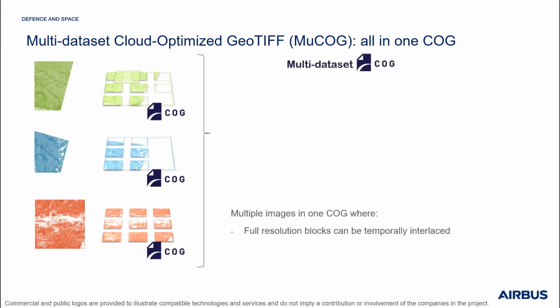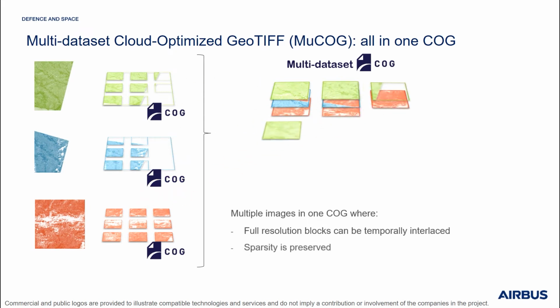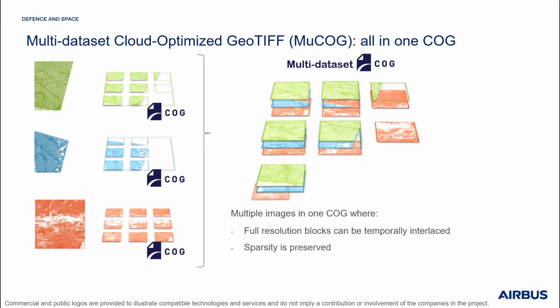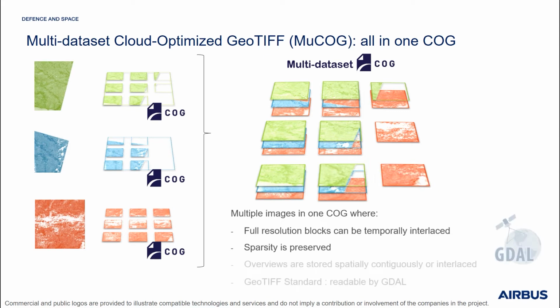The MultiDataset COG, the new COG, goes one step further. It interlaces the full resolution blocks of several COGs, enabling a fast access to the whole time series of a given block. As in the COG, this interlacing preserves sparsity. Overviews can be stored spatially contiguously, or interlaced, depending on the use case. This MuCOG respects the GeoTIFF standard that makes it readable by GDAL.